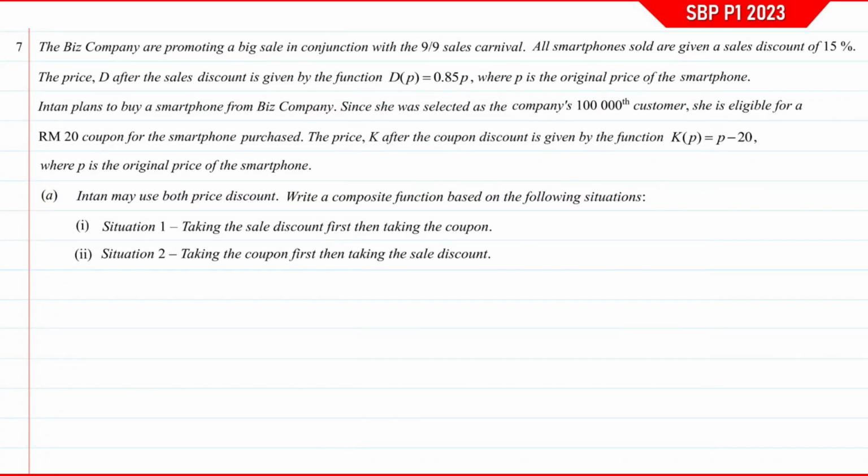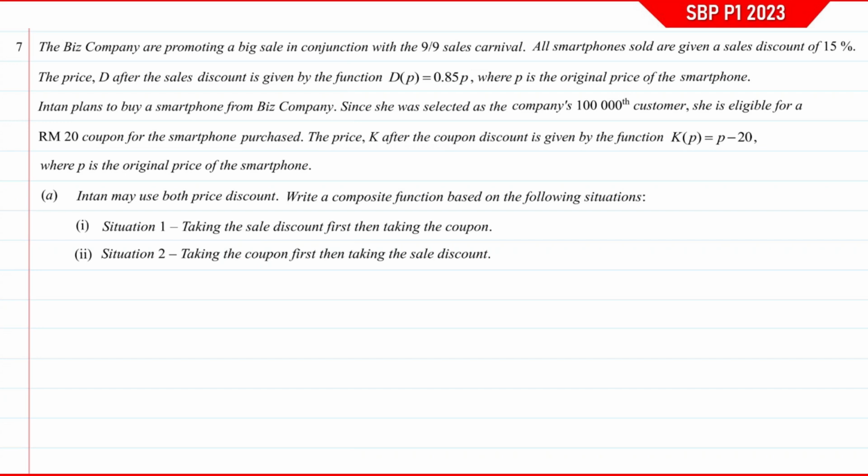Question number 7. The Beats Company is promoting a big sale in conjunction with the 9 September Sales Carnival. All smartphones are sold with a sale discount of 15%. The price D after the sale discount is given by the function D(p) equal to 0.85p, where p is the original price of the smartphone. Intan plans to buy a smartphone from Beats Company. Since she was selected as the company's 100,000th customer, she is eligible for a RM20 coupon for the smartphone purchase.